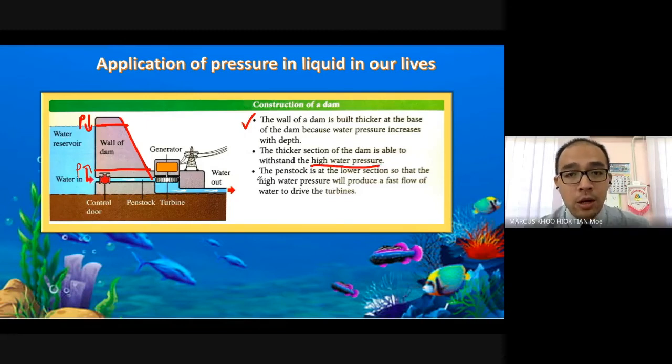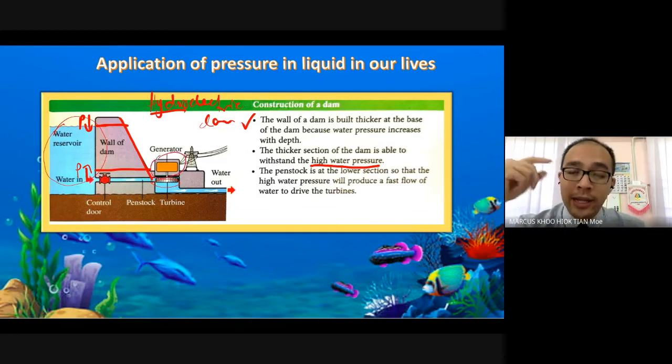Now the penstock, okay, is at the lower section. Tempat di mana air keluar, macam kamu nampak dalam video tadi bahkan. Okay, dia akan di sini, and it will produce a fast flow of water to drive the turbines. And this is the basic operation of a hydroelectric dam. Okay, hydroelectric dam means we use water, we use liquid pressure to turn the turbine, so that it can generate electricity.